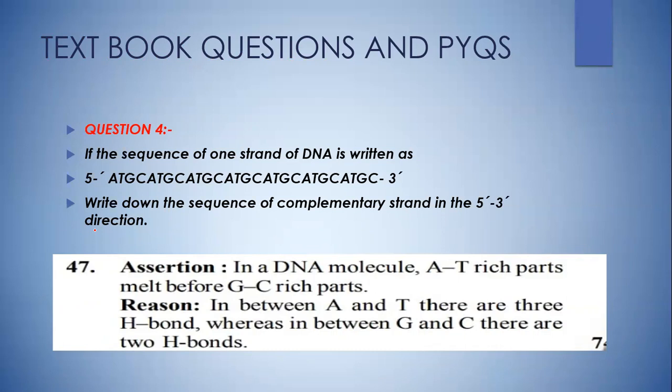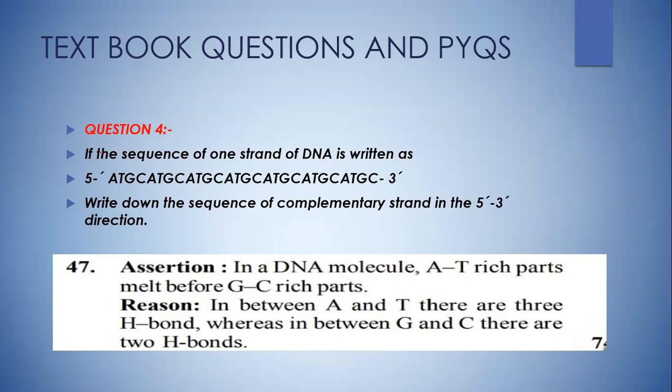So if you can recall the double helical structure of DNA, there are two strands. And if I'm talking about the polarity, the two strands are anti-parallel to each other. If the polarity of one strand is 5' to 3', then the polarity of the other strand will be 3' to 5'. And you also know one more thing, that A always pairs with T and G always pairs with C. On that basis, we can easily find out what will be the sequence of the complementary strand in the 5' to 3' direction.